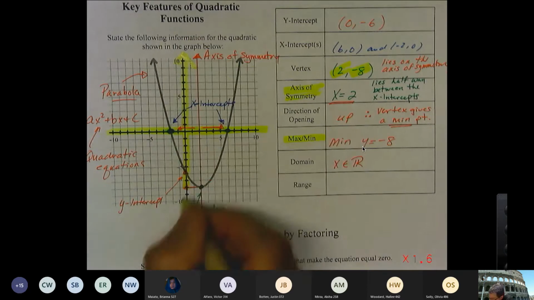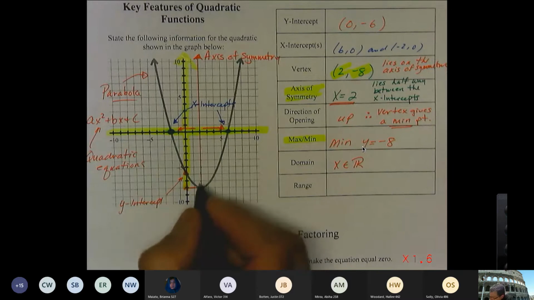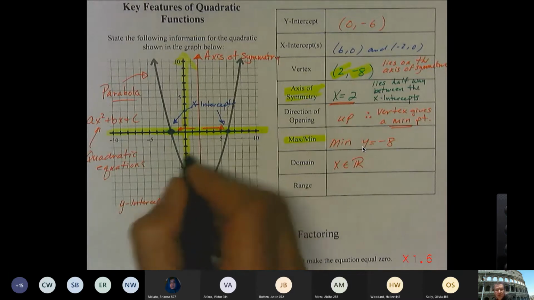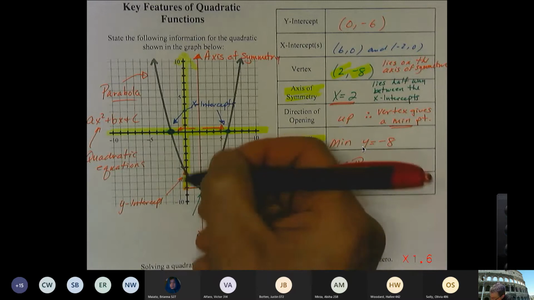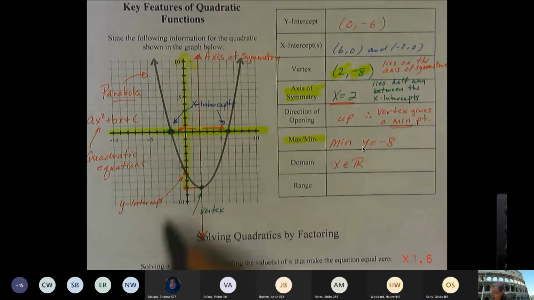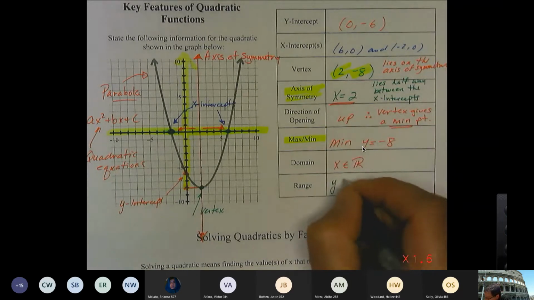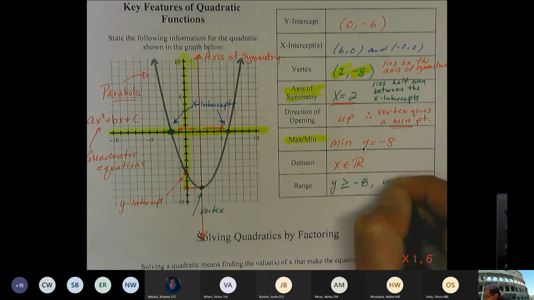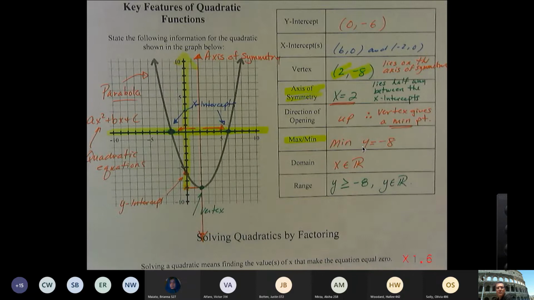Well, this parabola doesn't go below -8. So all the possible y values that this parabola can have is anything greater than or equal to -8. How do we say that? We say y must be greater than or equal to -8, and y is also a member of the real numbers. We'll do more work with domain and range, but this is a first step at talking about it.